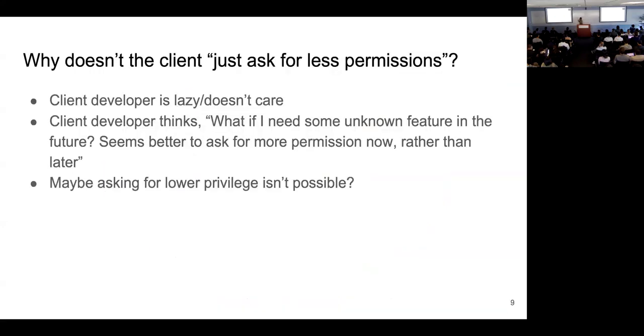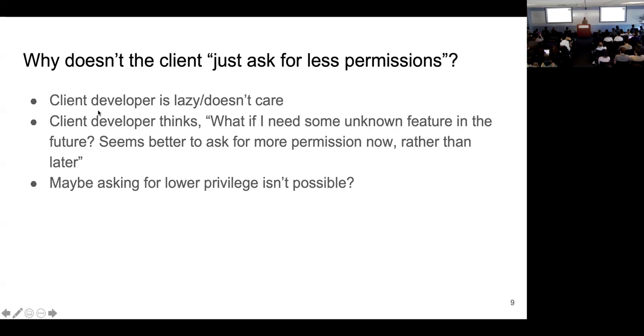So now, you might think, why doesn't the client just ask for less permission? We hypothesized three reasons. First one is the client developer is lazy or doesn't care. That can happen. Or the client developer can think, what if I need permissions for some unknown thing in the future, I might as well just ask for it all right now, and then I don't have to ask the user again. And the third one is maybe asking for lower privilege isn't actually possible. Now, we don't know what the true reason is. It could be any of these three, or a combination of these three.